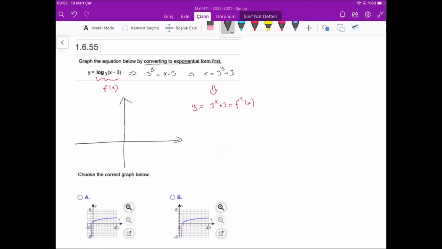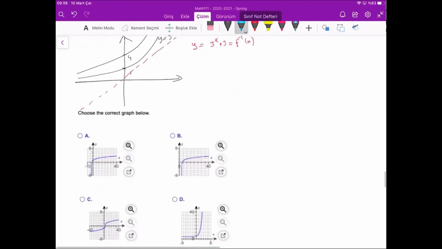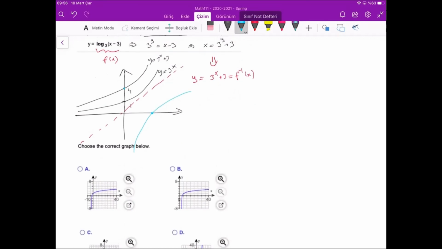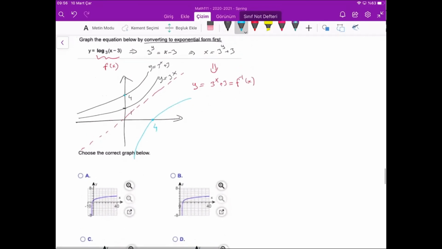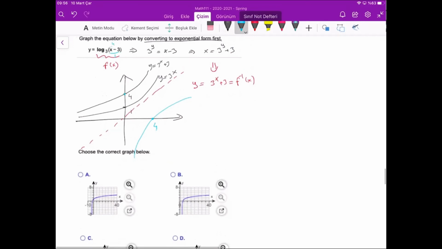The 3 to the power x graph is this one. We shift it 3 units. This is 1. Okay, this is y equals 3 to the power x. We shifted 3 units, so we obtain this graph. This passes through 4. Now we take the symmetry to find the graph of our function. So the symmetry of this function will be like this one. It passes through 4 again. You can verify: if x equals 4, this is 1, so log base 3 of 1 is 0. So y is 0. This is correct. Okay, so the blue graph is our graph.